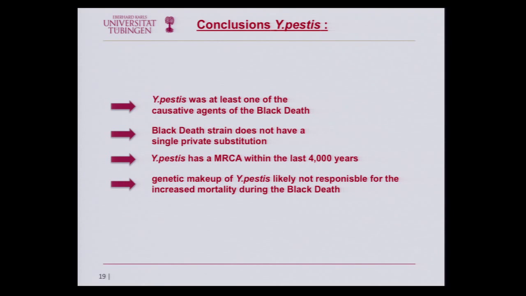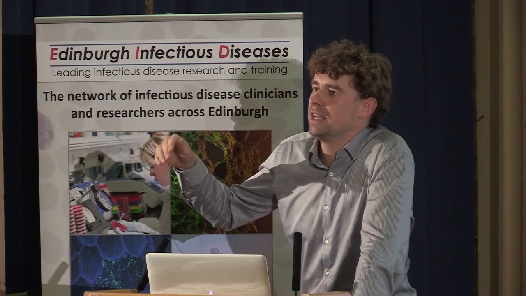First of all, we could say Yersinia pestis was at least one of the causative agents of the Black Death. I don't say it is the causative agent because we cannot exclude that there might have been other pathogens spreading during that time. What we could also show, which was very exciting to us, was that in this ancient genome, we didn't find anything that was unique to the ancient genome that we do not find in the modern genomes. So it didn't have what we would call a private mutation or private substitution. So it has nothing special. It has nothing that we only find in the Black Death and that we don't find in the circulating strains that exist in the world today.